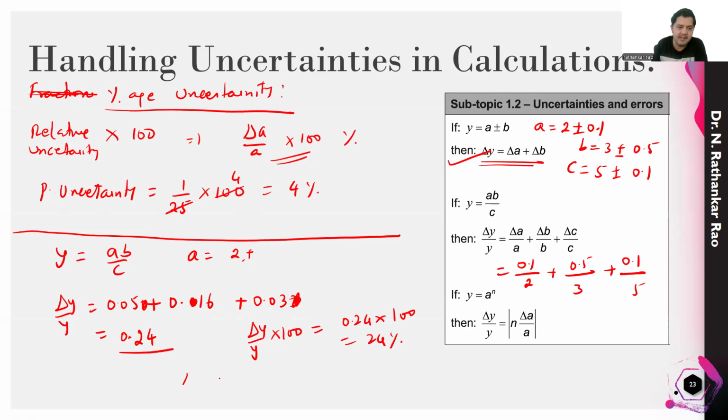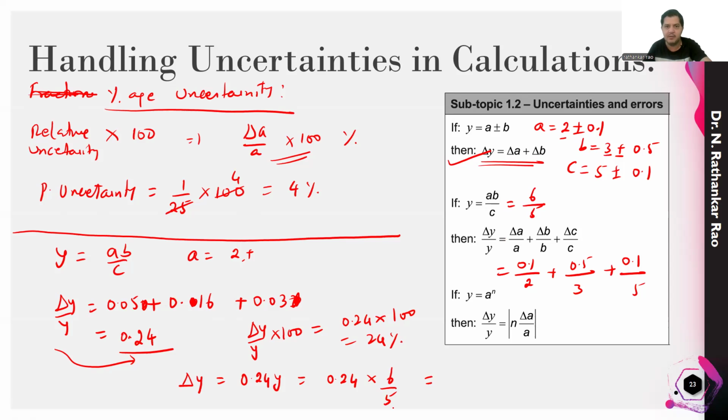I'll write delta y is equal to 0.24 times y, which is equal to 0.24 into, what's the value of y? We have never found out the value of y. So how do I find it? Here y is equal to ab by c. What is a here? 2. What is b here? 6. So a into b should be 12 divided by c, which is 5. The answer should be 12 by 5. I'm taking this value of y and substituting it over here. How much will this be? 0.24 into 12 divided by 5.